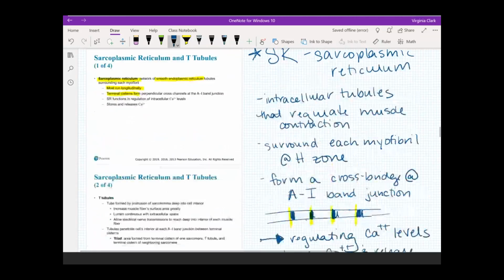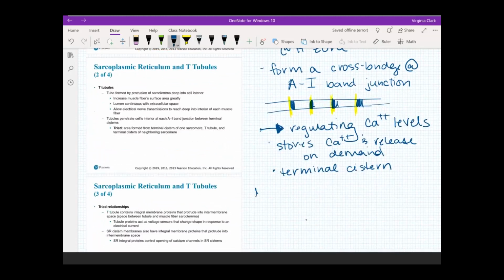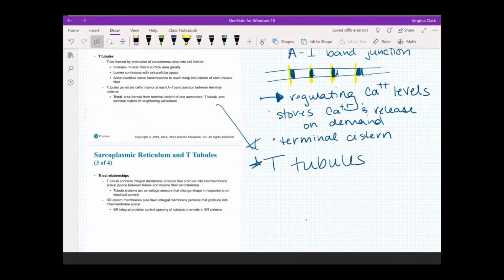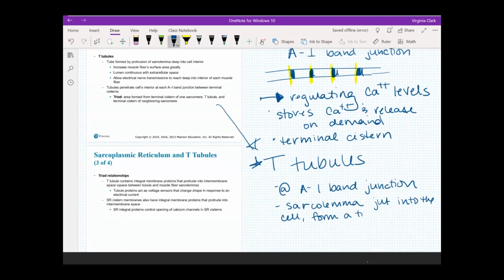The next one is going to be your T-tubules. So this was our third modified organelle, a T-tubule. And what's happening with this is a T-tubule is going to be also at the I-A band junction. So at the I and the A band junction, the T-tubule will be made up of the sarcolemma. So the plasma membrane will jut into the cell, and it will form a tube.